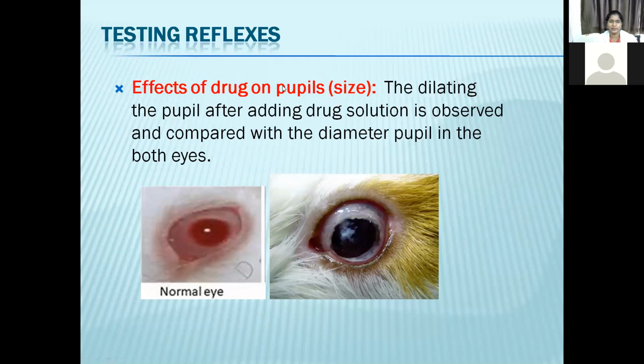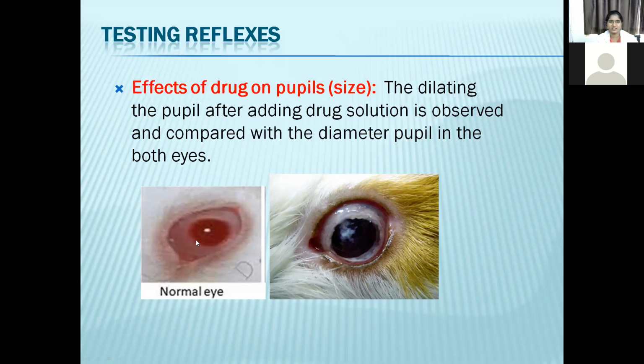Then effects on pupil size. What will happen? This is the normal eye, and this is the increased pupil size. Here you can see the increased pupil size after adding the drug. The dilatation of the pupil after adding the drug solution is observed and compared, measuring the diameter of the pupil using a pupilometer. So we have to check both eyes before the practical, and after adding the drug there will be an increase of the pupil size. So it is called mydriasis.